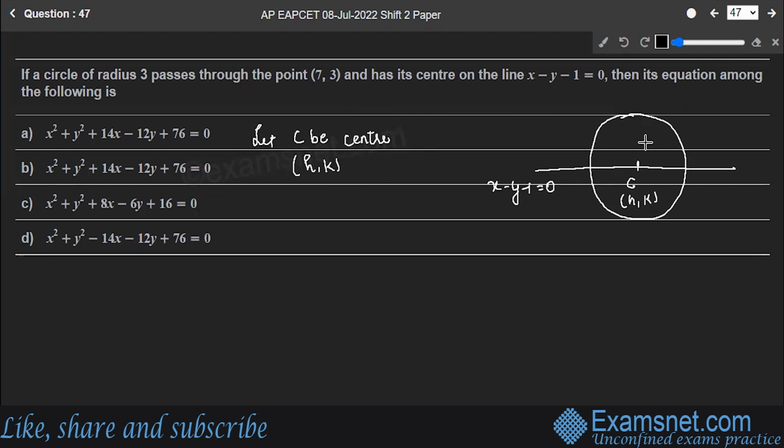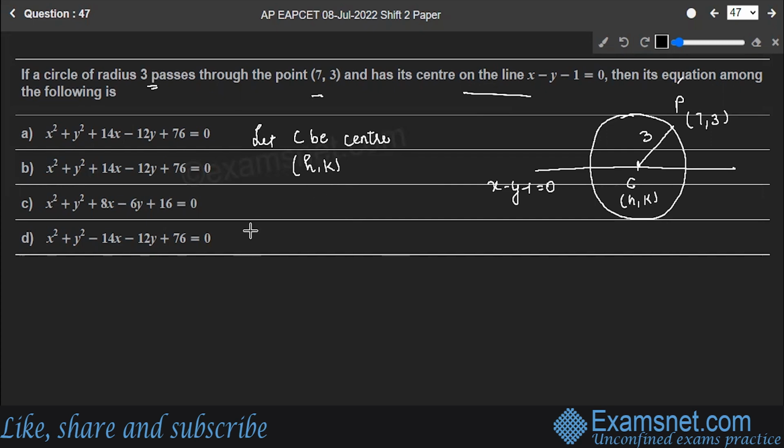This is lying on this line, and also the radius of the circle is 3, and this circle passes through the point (7, 3). So let this point P be the point (7, 3). This is point C, and this is the given figure of the problem. Now you have to find the equation. It is asking: if a circle of radius 3 passes through this point, with center on this line, then what is its equation? We have to find the equation of the circle.